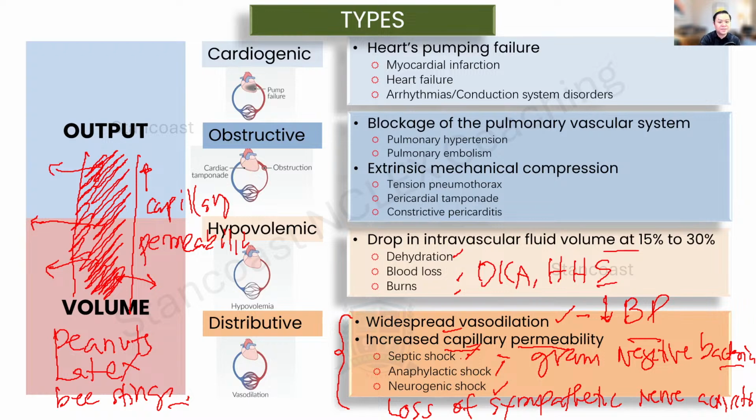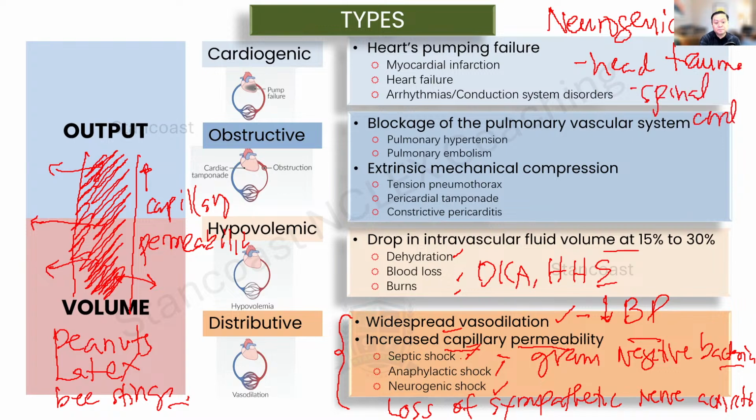Okay, let me write this out here. Neurogenic shock can be caused by a head trauma, or it could be spinal cord injury, or maybe as an adverse reaction to the anesthesia. Again, the patient here will end up with massive vasodilation, severe hypotension, and also increased capillary permeability.